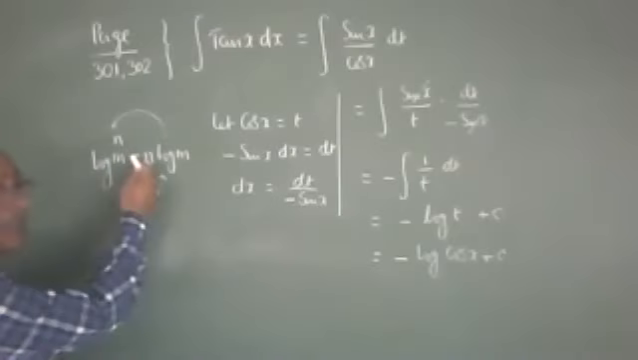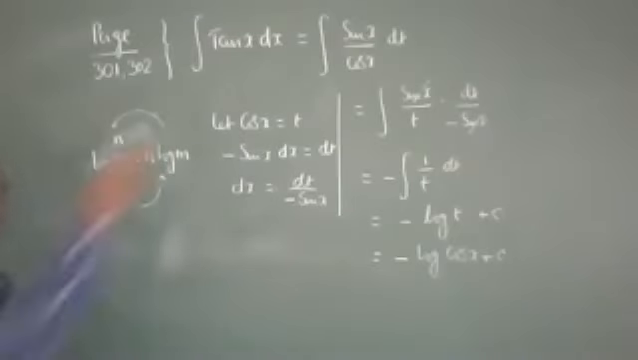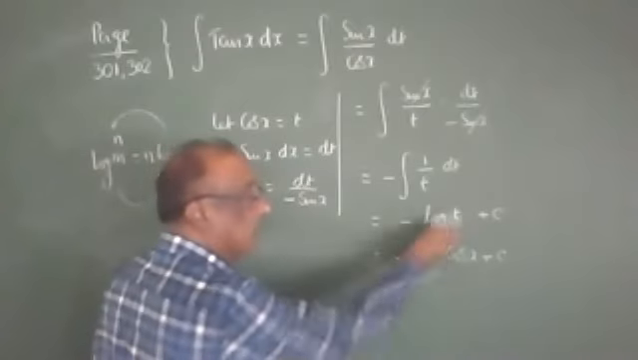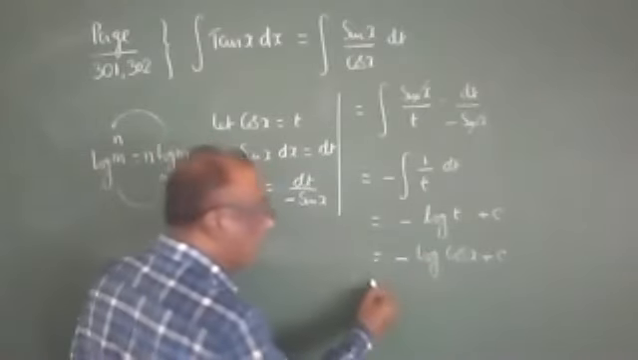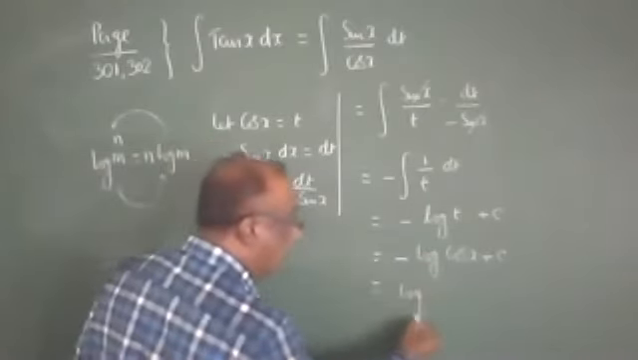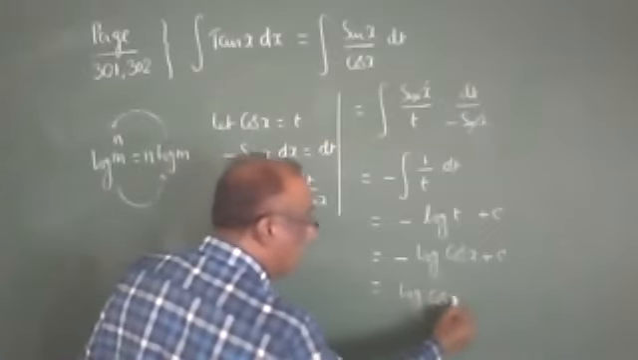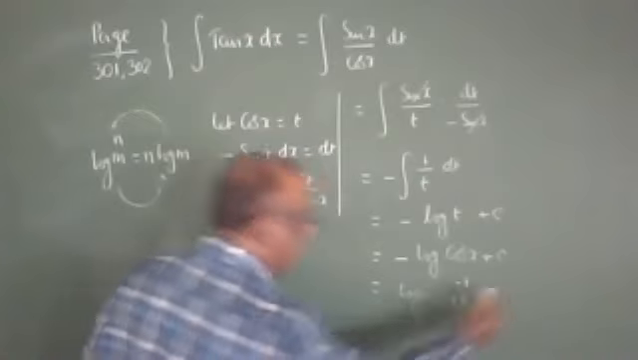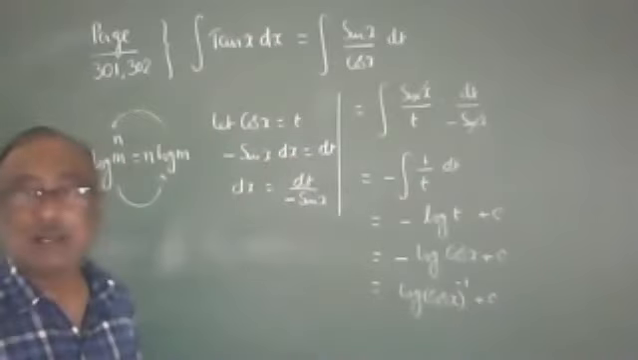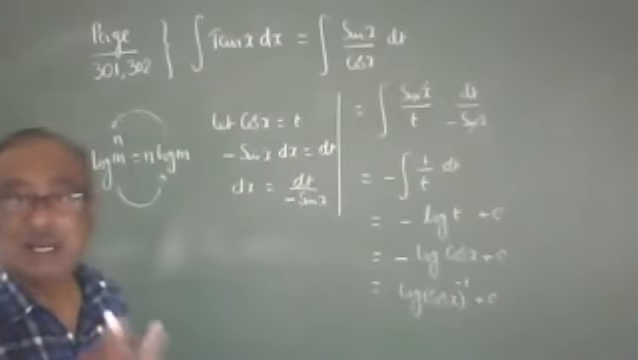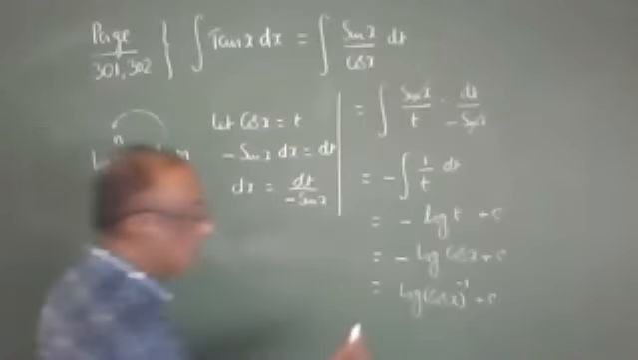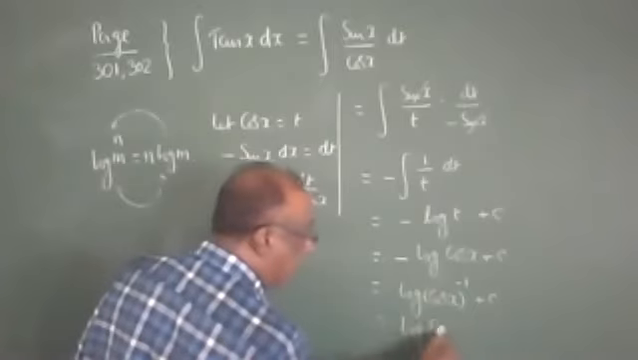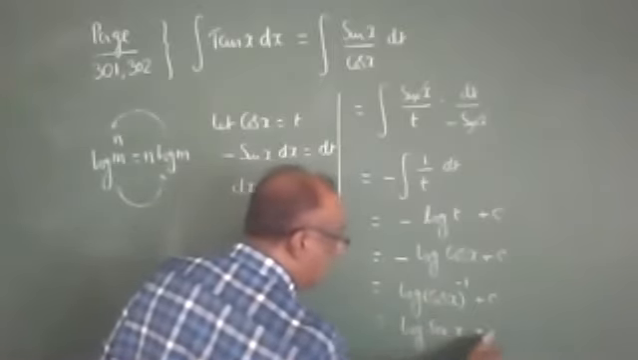In the same way, the number which is the multiplication of log comes into the power. Minus is the multiplication of log, it comes into the power. Therefore, log of cos x to the power of minus 1 plus c. Cos inverse is 1 by cos, and 1 by cos is secant x. Therefore, log of secant x plus c.